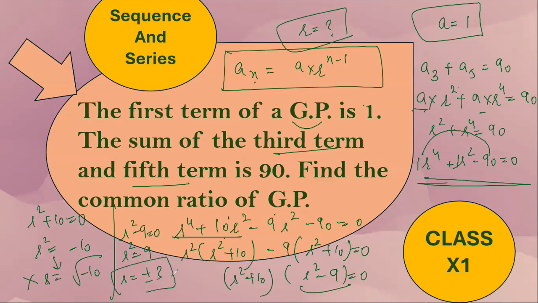So the common ratio will be either 3 or minus 3. Okay. It should be a real number. The common ratio should be a real number. So the value of r is either plus 3 or minus 3, right?